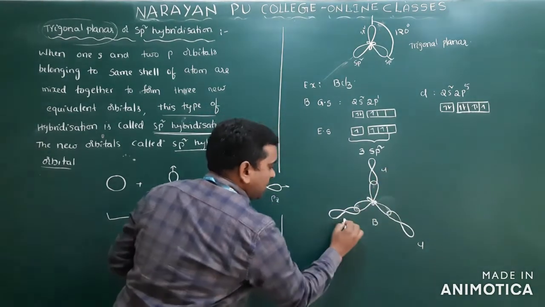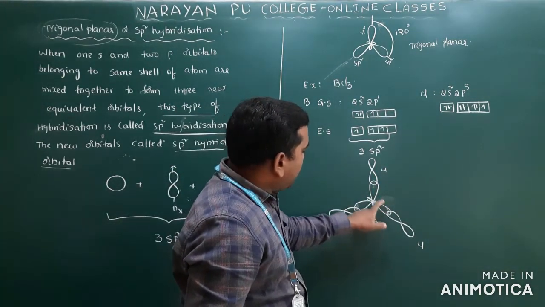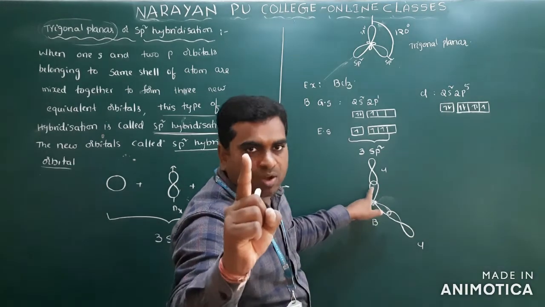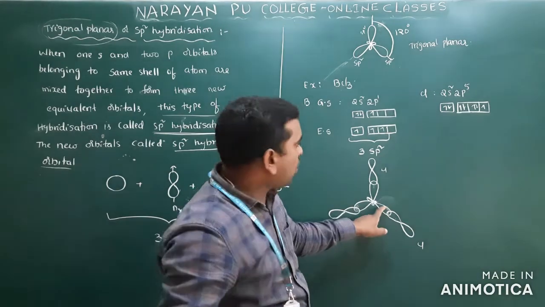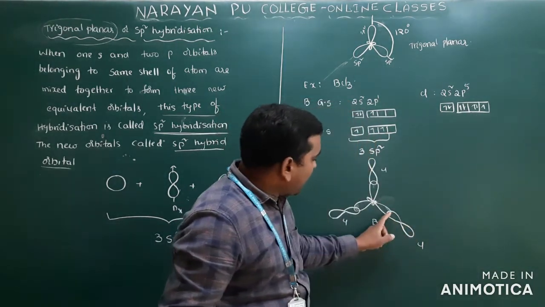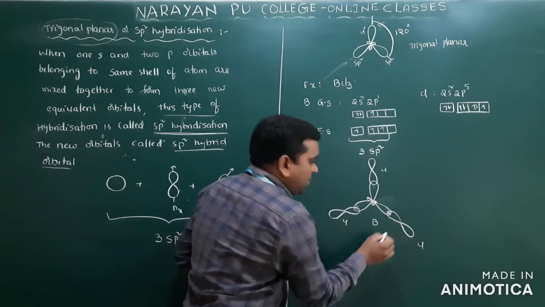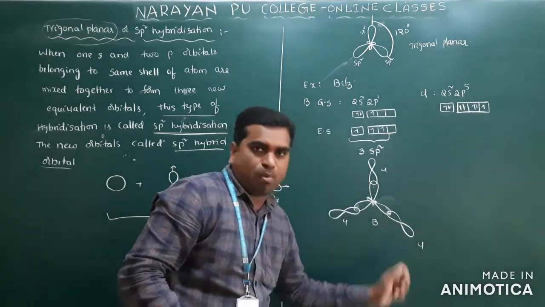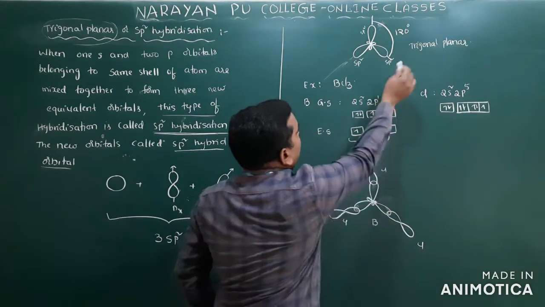Total how many are there? Here I already mentioned that the boron sp2 hybridized orbitals each have 1 electron, and this p orbital will have 1 electron. So in between, how many electrons will be there? 2 electrons. 2 electrons means what? 1 bond. That is all. So this is an overlapping.